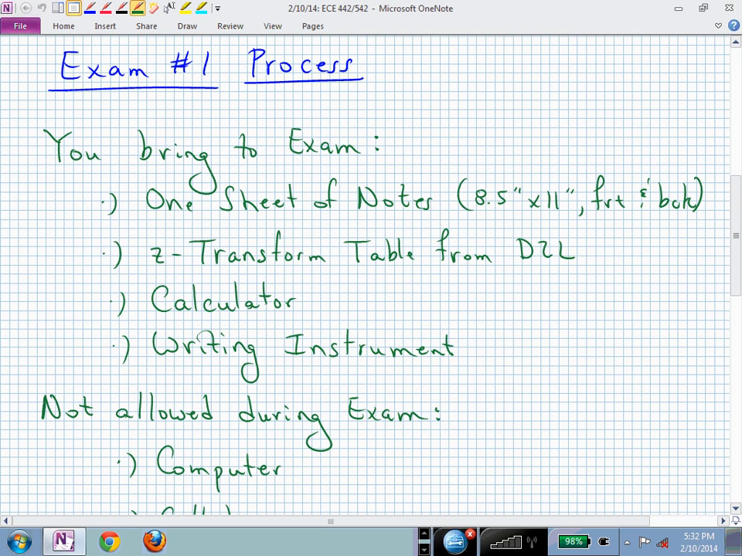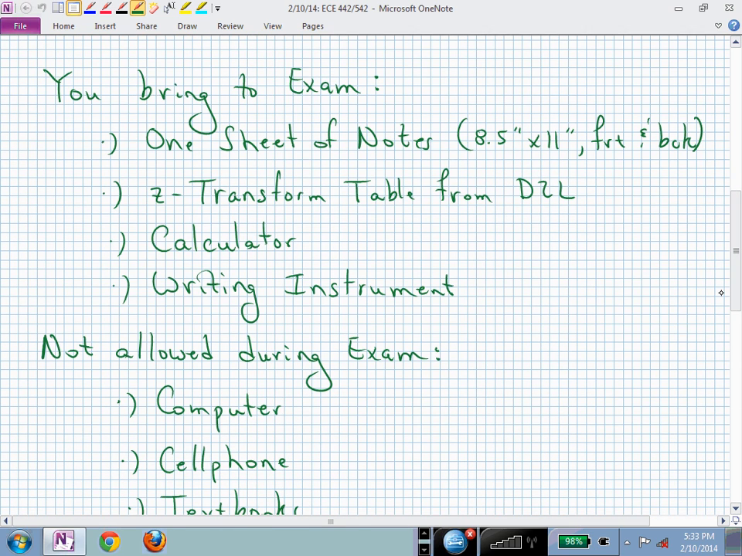This is a digital controls class, meaning discrete. We have zeros and ones. So I have a 1 and a 0. What is allowed and what isn't allowed for the exam. What is allowed? 1 sheet of notes, front and back. So that's 1, 0, if you're keeping track in binary. Sorry.